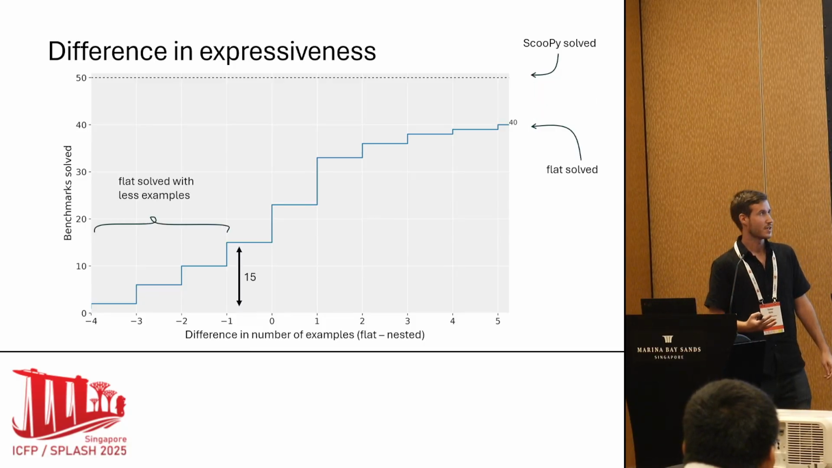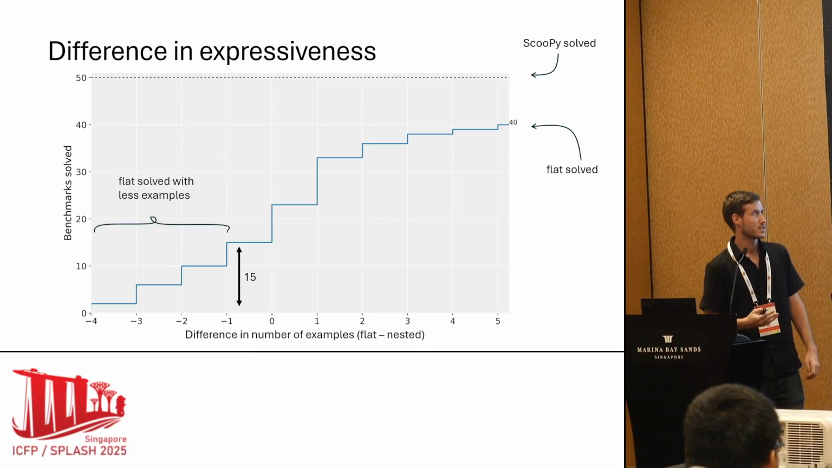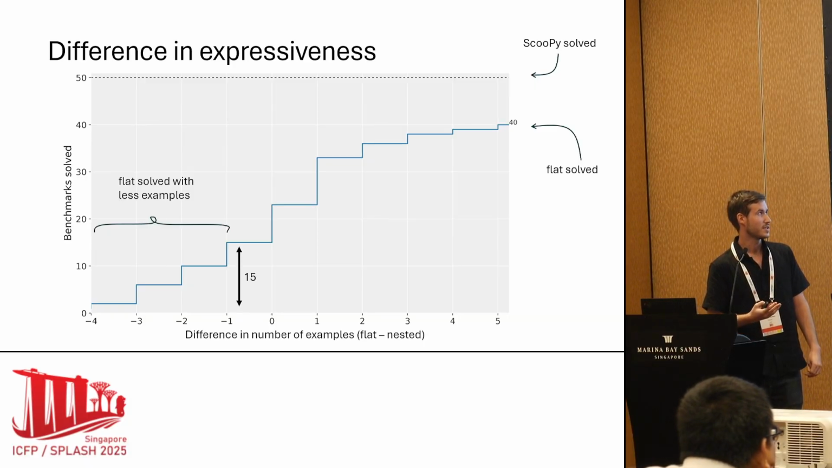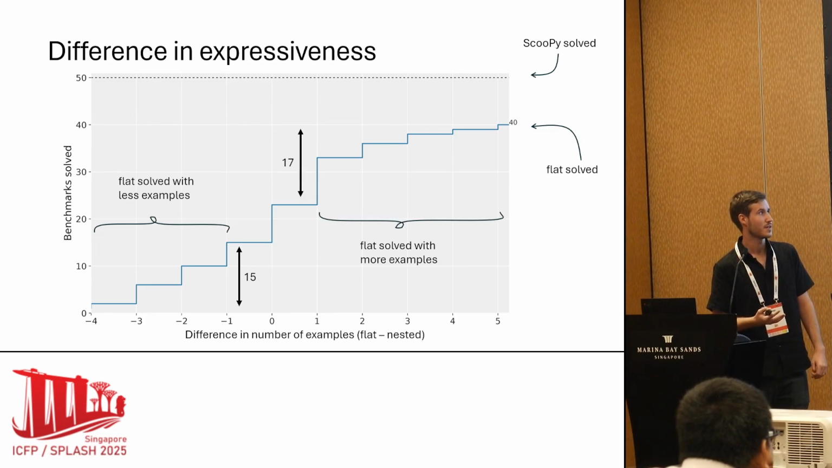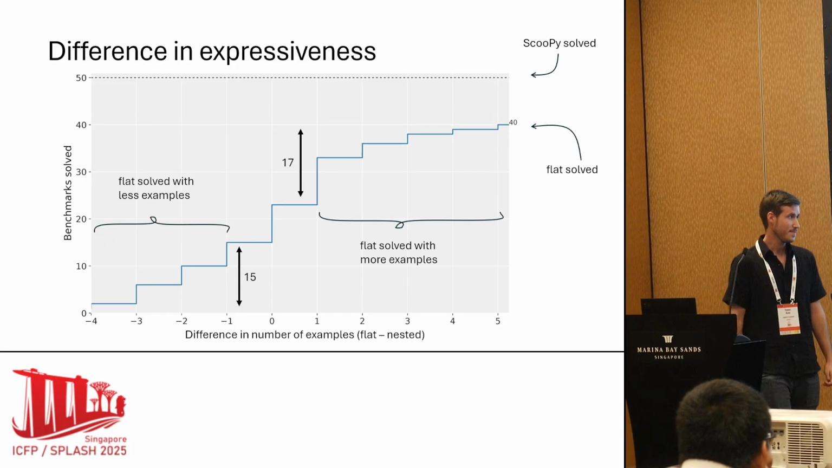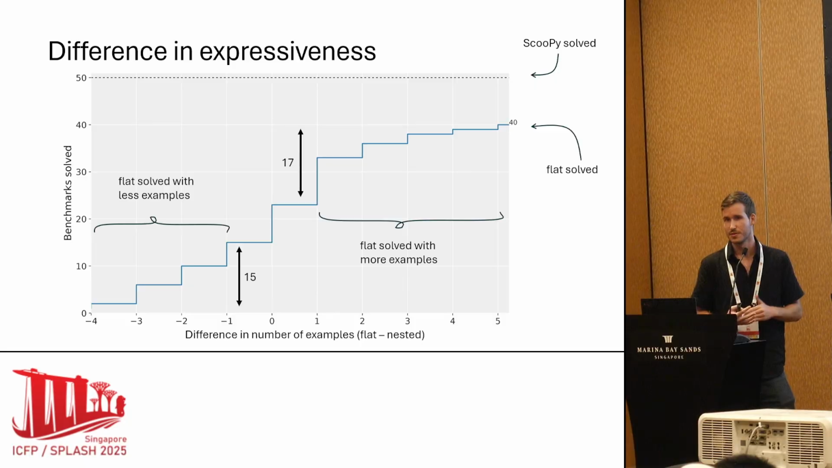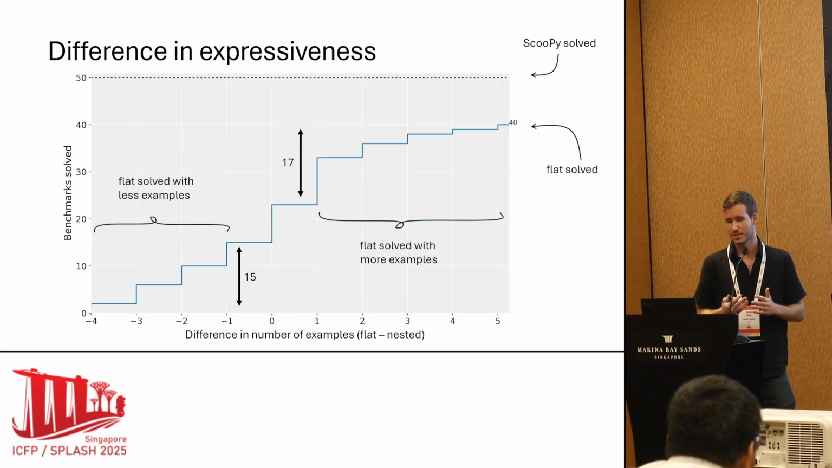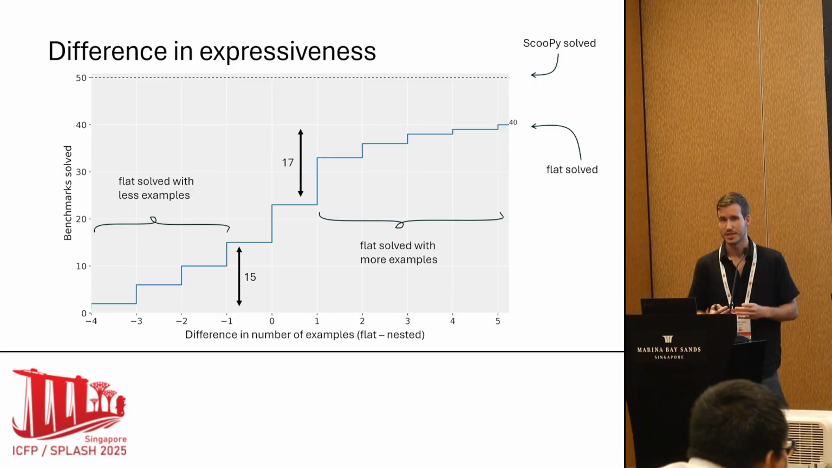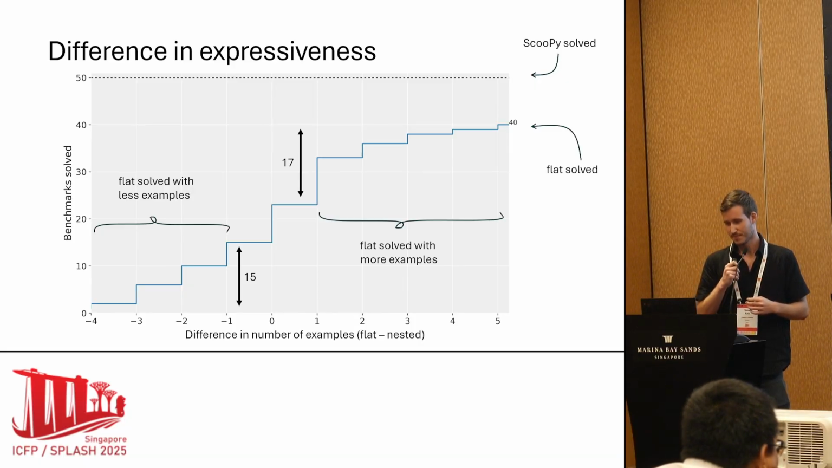In the negative part of the graph, you can see the benchmark that the flat synthesizer was able to solve using less examples. And in the positive part of the graph, you can see the benchmark that it was able to solve, but required more examples. So if we sum the numbers up, we can see that ScooPy was able to solve more than half of the benchmarks using less examples. So we actually gained some expressiveness. So yay.